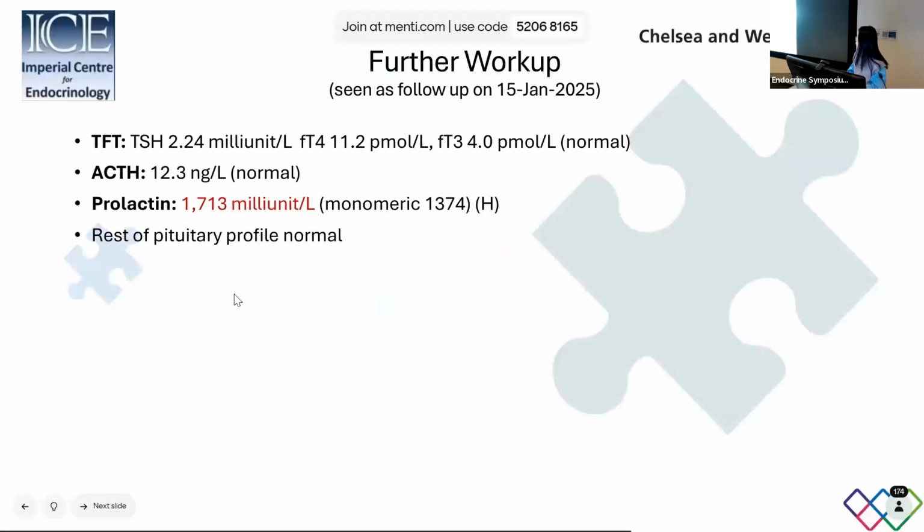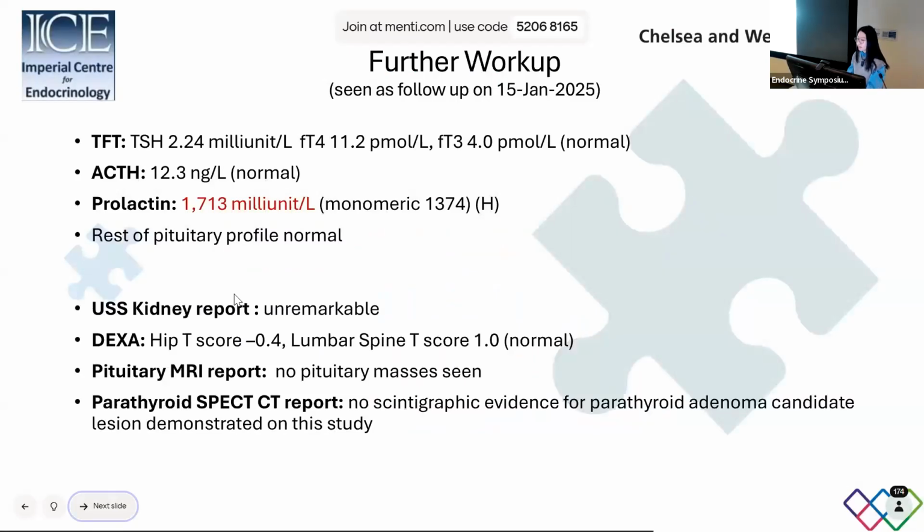We did a pituitary profile and saw that her prolactin was high at 1,700. We did thyroid function tests, and the rest of her pituitary profile was normal. We moved on to imaging: ultrasound of the kidneys was unremarkable for any stones, and the DEXA scan was reassuringly normal. The pituitary MRI report showed no pituitary masses. She also had a parathyroid SPECT CT that showed no abnormality.